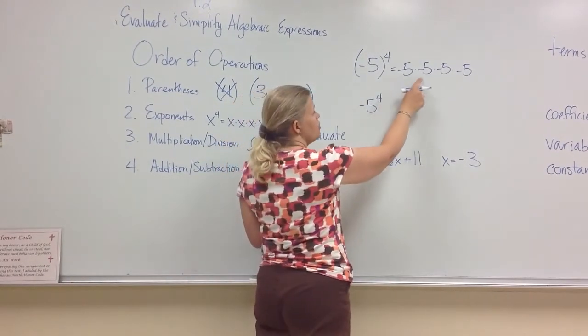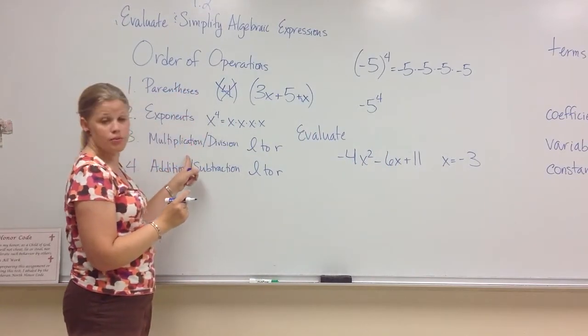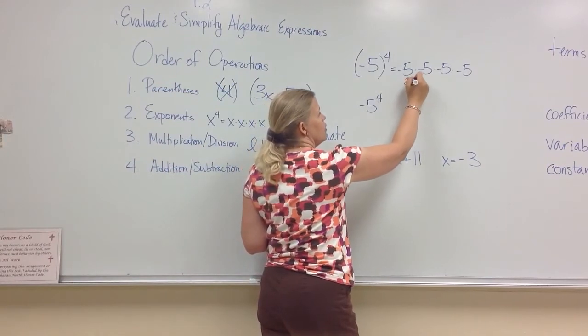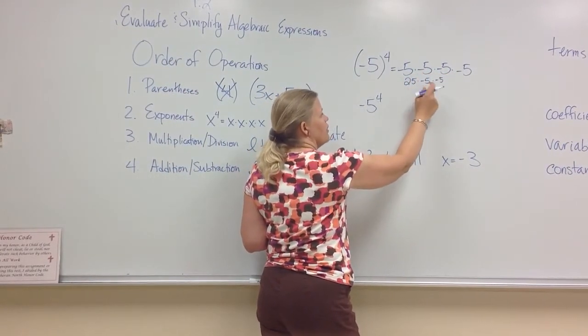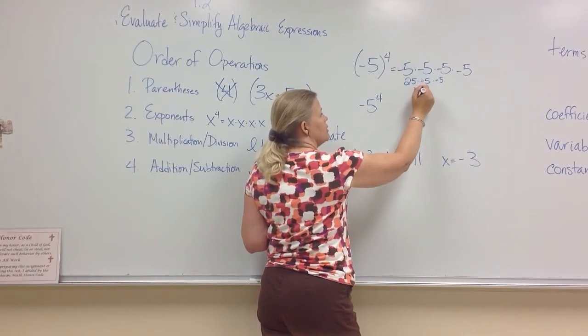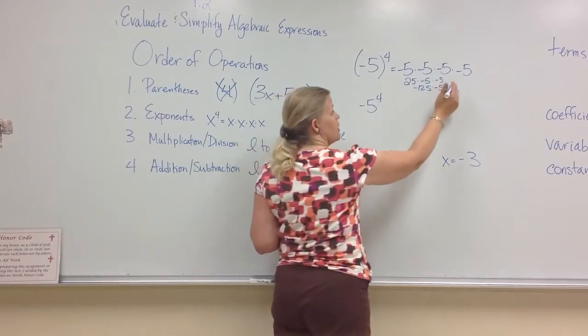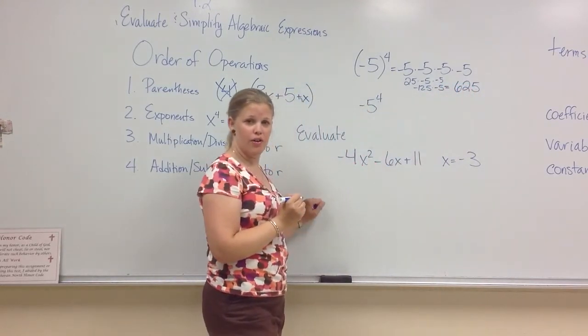Okay? Well, if you go through, all we've got now, no parentheses, no exponents, we just need to multiply. So negative 5 times negative 5, 25. Keep going. What is 25 times negative 5? Well, that's negative 125. And when we finally multiply it by the last, we wind up with a positive 625.